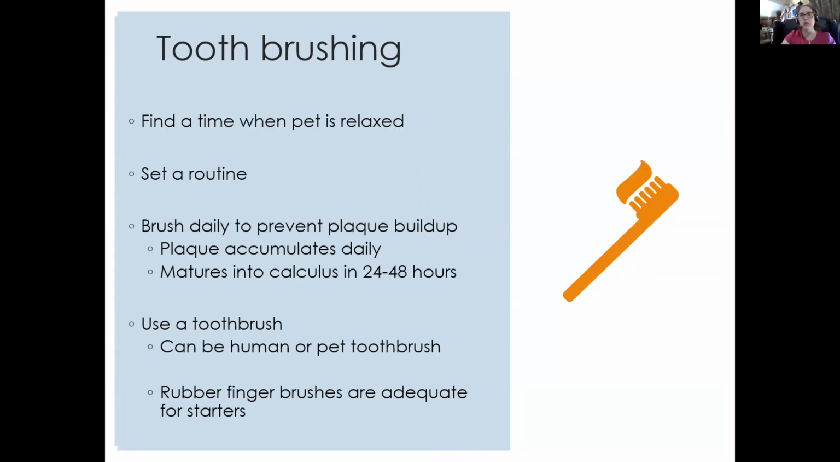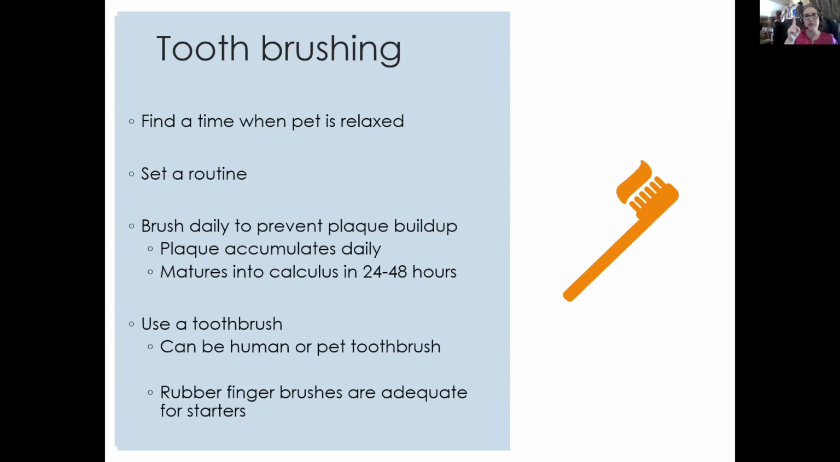So when you are going to be toothbrushing, find a time when the pet is relaxed, set a routine, and brush daily to prevent the buildup, because again, that plaque accumulates right after a dental cleaning. The plaque accumulates daily. It begins to mature into calculus right around 24 to 48 hours. Always use a toothbrush, and this can be a human toothbrush or a pet toothbrush. It doesn't make any difference. I tell my owners, give the pet your old toothbrush and you get a new one.